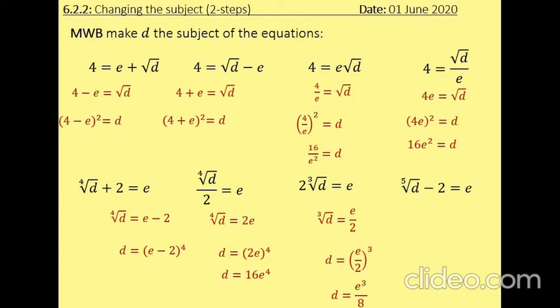Next, we can see D has, we've got the 5th root of D, then subtract 2. So we're going to work backwards, we're going to add 2 to both sides, and then we're going to raise both sides to the power of 5.